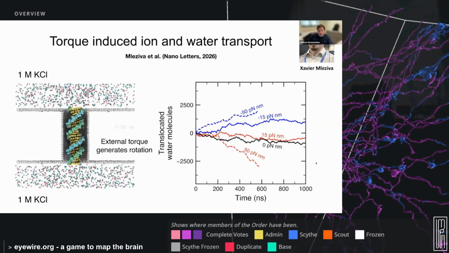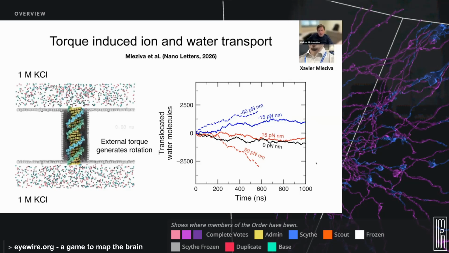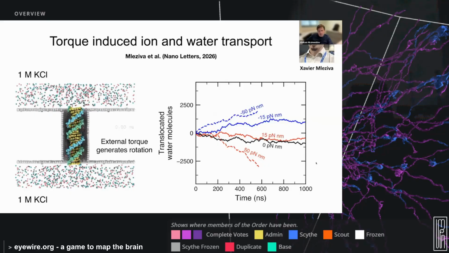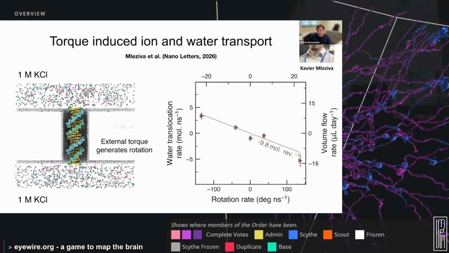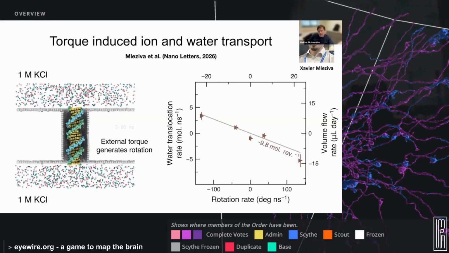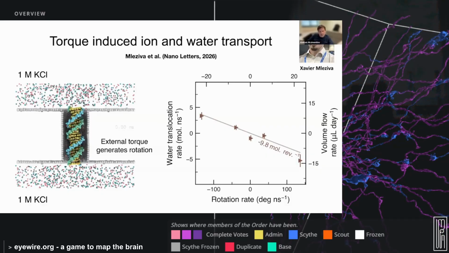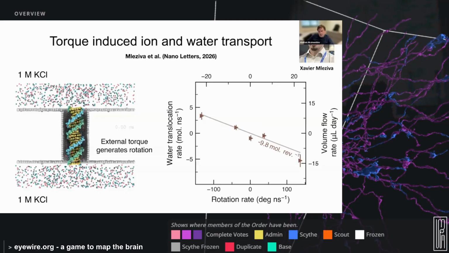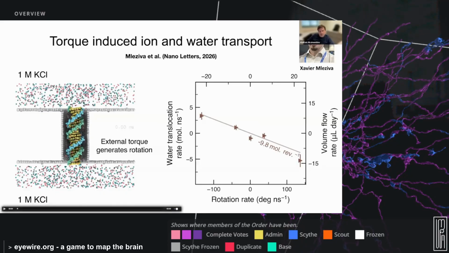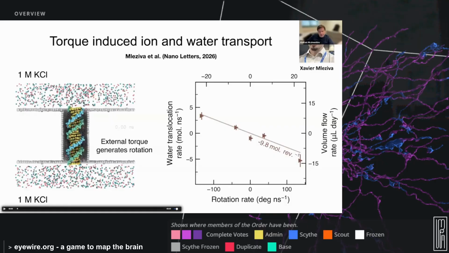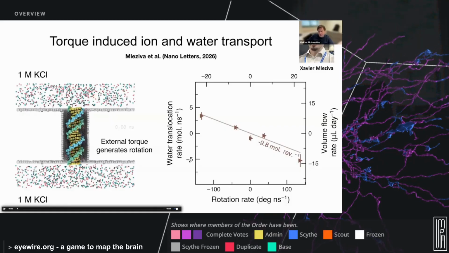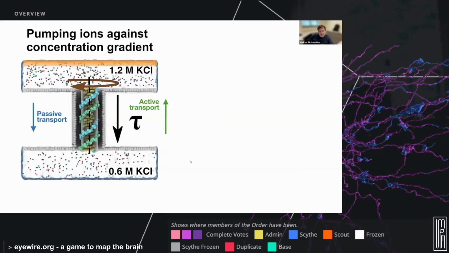So similar things happen with water. If you rotate the helix, water is also being transported. And to give you an idea how much water is transported, it's about 10 water molecules per revolution of a helix. So if you want to transport the entire volume of this nanopore, it would take about 100 revolutions.